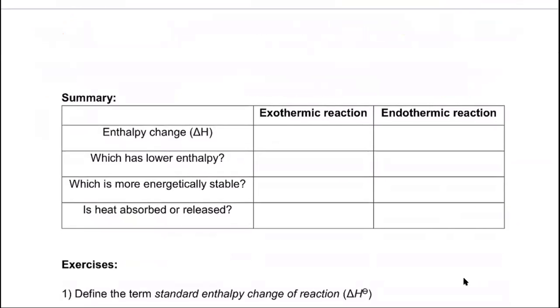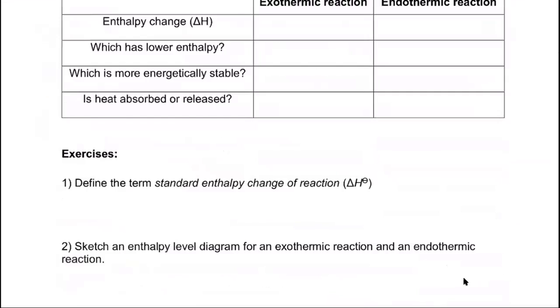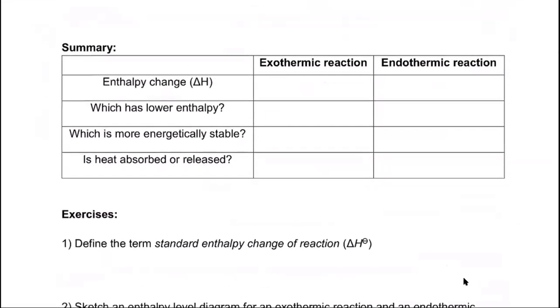And so what you have here on pages 7 and 8 is a table where it wants you to summarize the differences we just talked about between exothermic and endothermic. So in terms of enthalpy change, how would you describe each one? Which one has lower enthalpy? Which one's more energetically stable? Would that be the product or the reactant? And then is heat absorbed or released on each one?